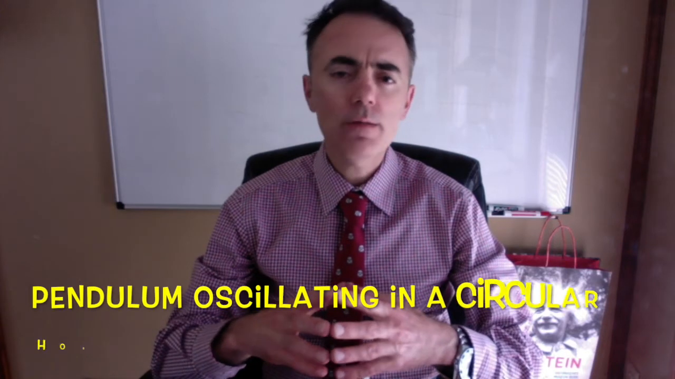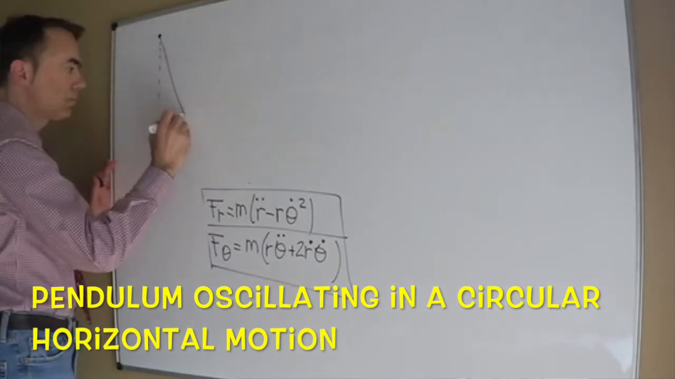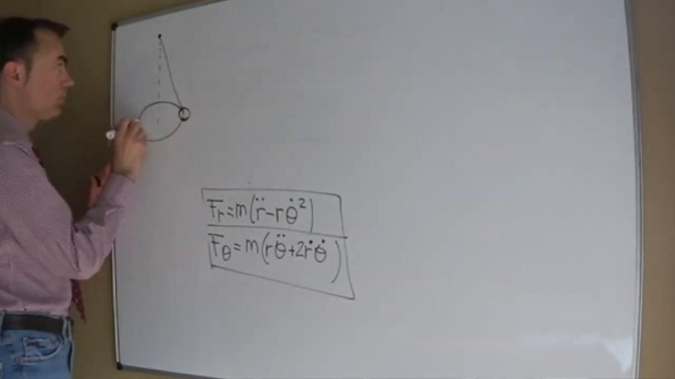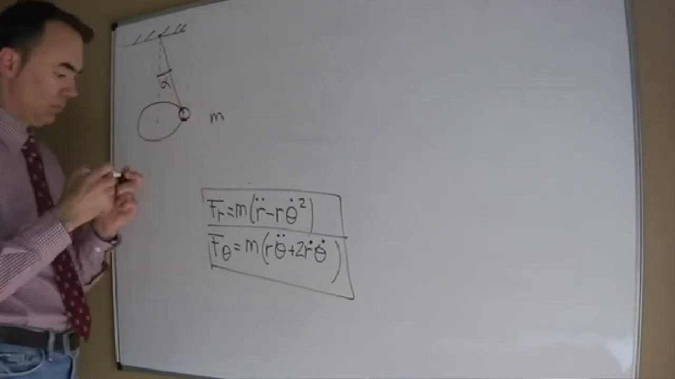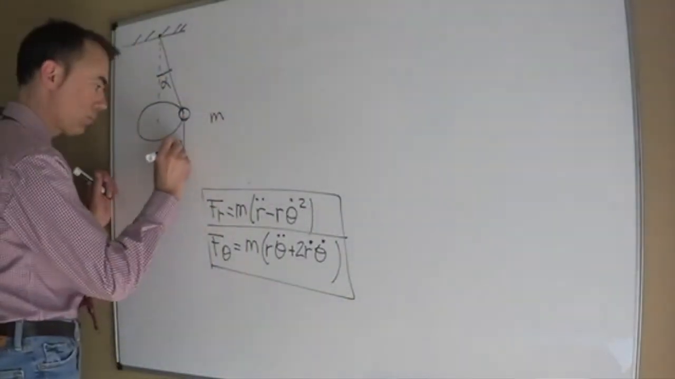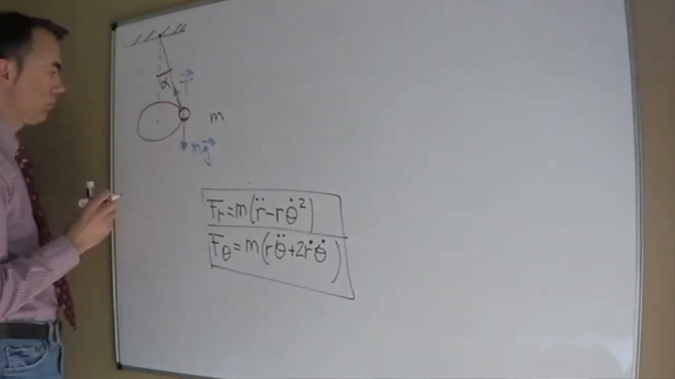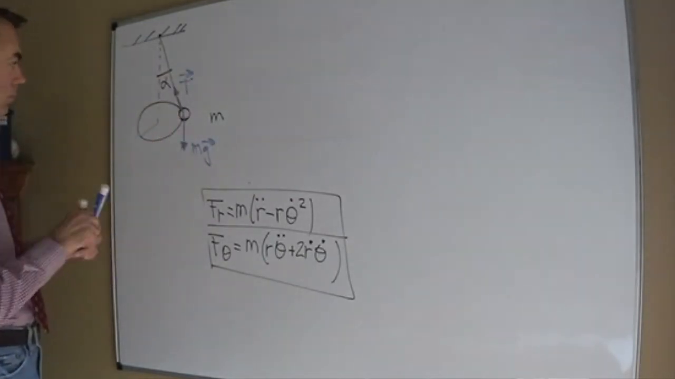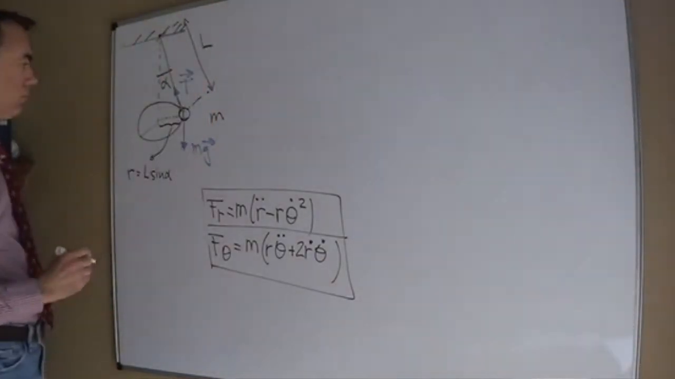Let's look at an example. Consider a pendulum with a string of length L and a bob of mass m, undergoing circular oscillations. The pendulum always subtends an angle alpha with respect to the vertical, and the bob moves on a horizontal plane. Because of the circular motion, the radius is constant, r equals L sine of alpha. Let's find the frequency of the motion.